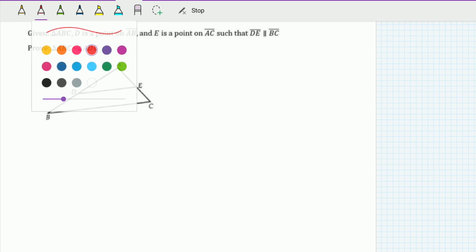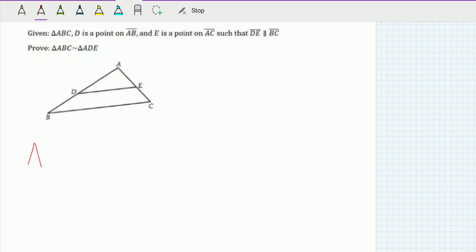Okay, so if you recall from before, we have three methods of doing similarity: AA similarity, SAS similarity, and SSS similarity. Looking at the diagram and all my information, just be very careful, read it. Let's see. Triangle ABC, so that means it's a triangle. And D is a point on AB, AB being a line. Okay, I see that there.